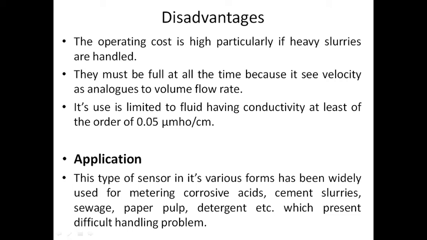Then the application of this electromagnetic flow sensor: this type of sensor in its various forms has been widely used for metering corrosive acids, cement slurries, sewage, paper pulp, detergent, etc., which present difficult handling problems. All these difficult-to-handle liquids' flow can be measured by electromagnetic flow sensors.